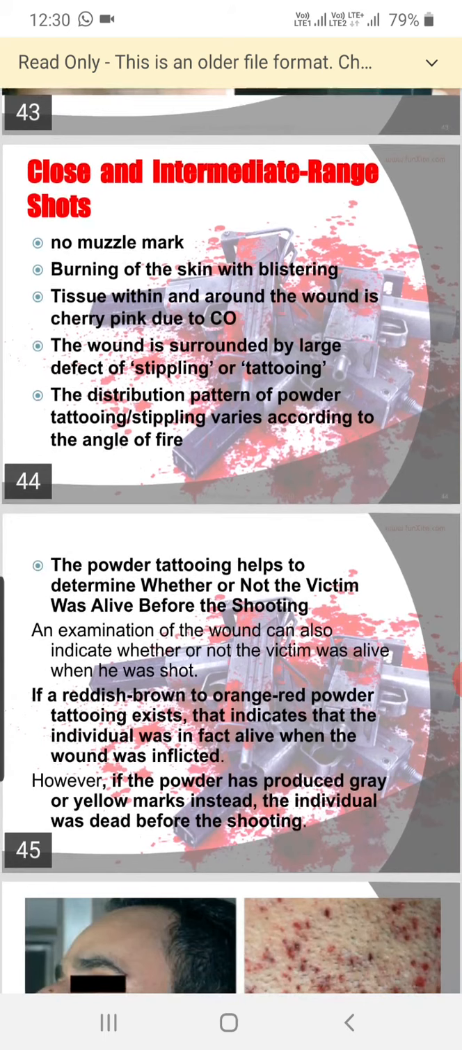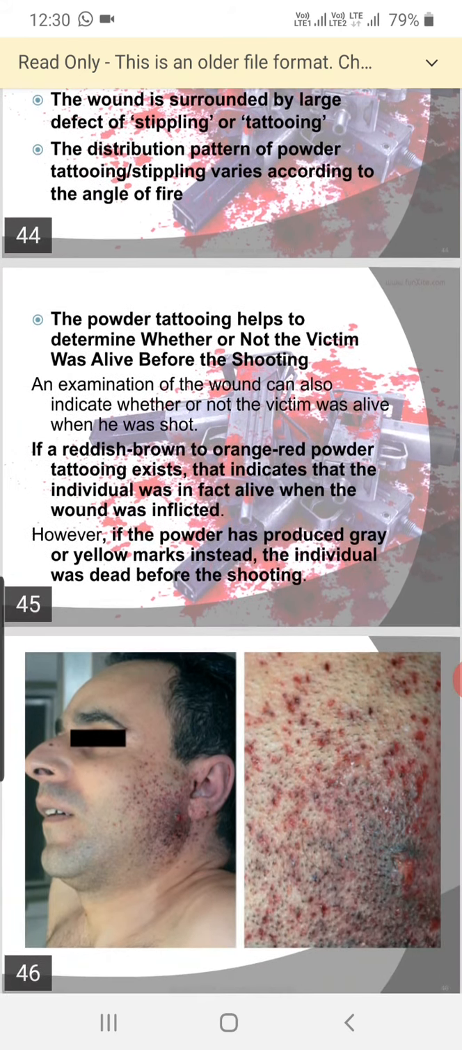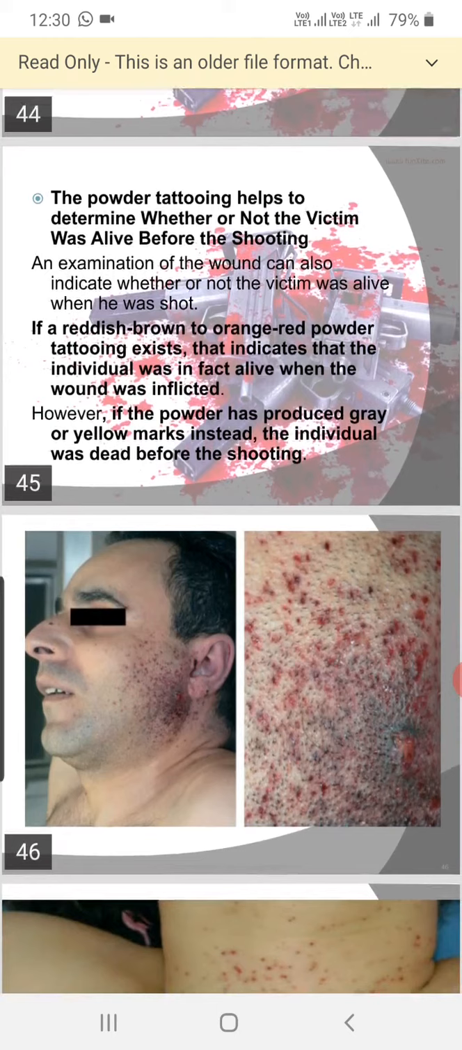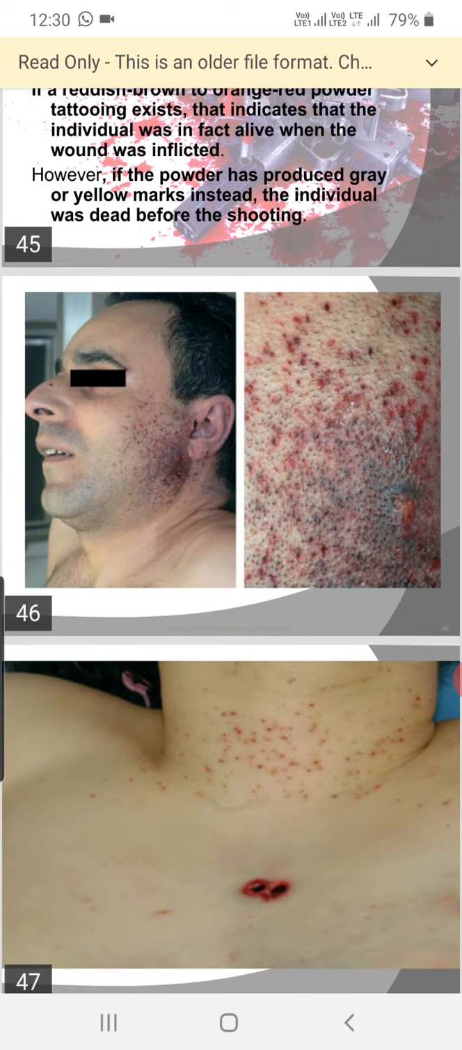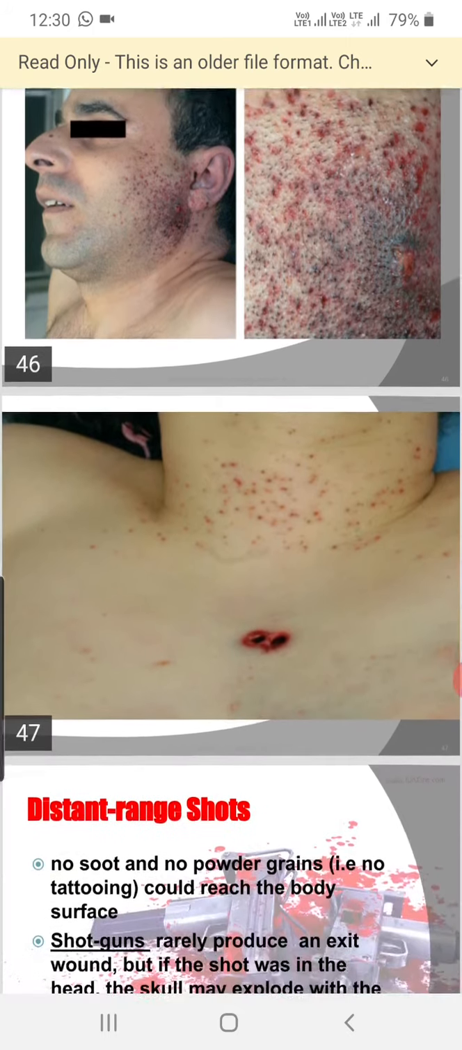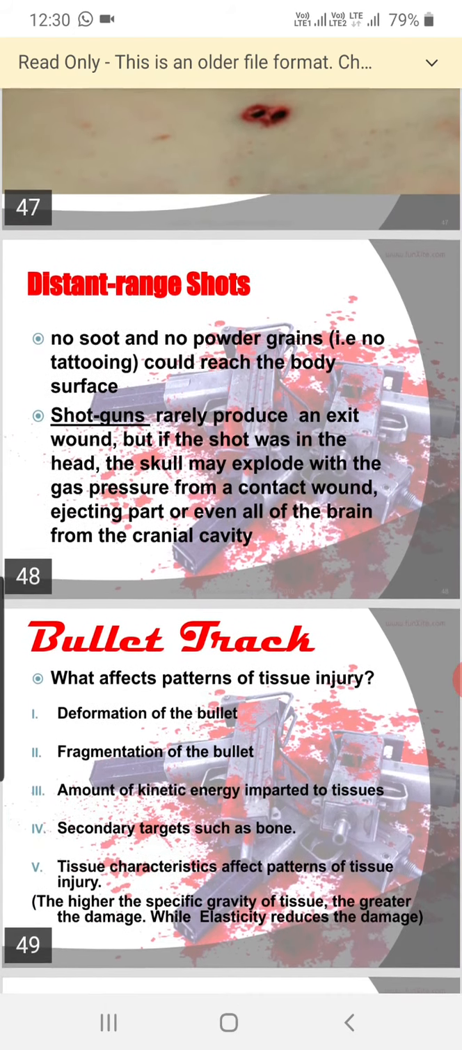Fine. The powder tattooing helps to determine whether or not the victim was alive before the shooting. How? If a reddish brown to orange red color tattooing exists, that indicates that the individual was in fact alive, and if the powder residue is a gray or yellow mark instead, the individual was dead before the shooting. But however, this differs from case to case. Okay, so this is the entrance wound surrounded by stippling or powder tattooing. Fine. Now the distance range short: no soot or powder grains, no tattooing.